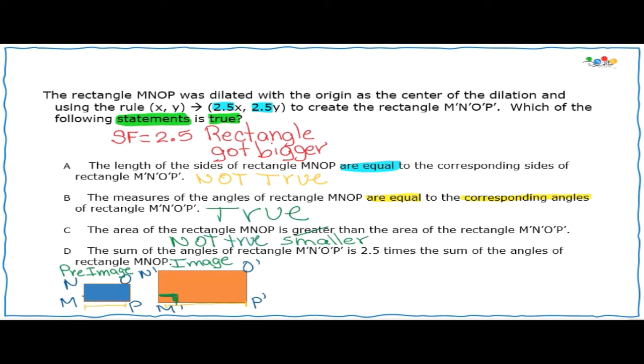And the last one says the sum of the angles of rectangle M prime, N prime, O prime, and P prime is 2.5 times the sum of the angles of rectangle MNOP. I hope that you see that that's not true because the angles are still the same thing. Every angle in either one of my shapes still measures how many degrees? Very good. My angles are not changing. Therefore, letter D is not true. So my answer choice, the one that is correct, is answer choice B. Very good.